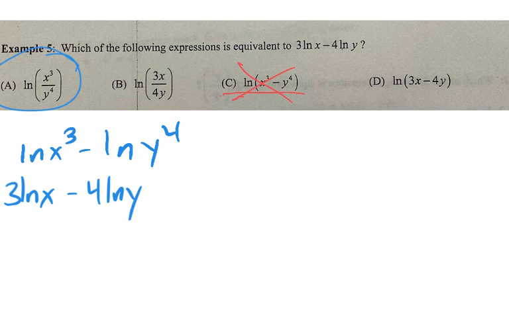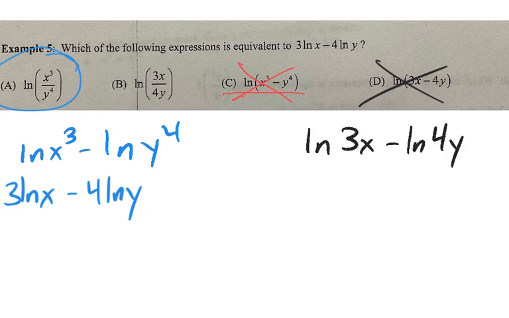It does match. Again, D, I can't do anything with that. That's subtraction in the argument. B, I could rewrite a little bit. This is the natural log of 3x minus the natural log of 4y. And then I could keep going because I have multiplication in my arguments. So I could write this as the natural log of 3 plus the natural log of x minus the natural log of 4 minus the natural log of y. You okay with that being a minus? Not really? I thought it should be a plus.